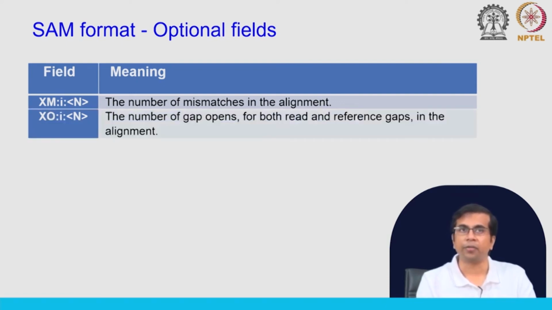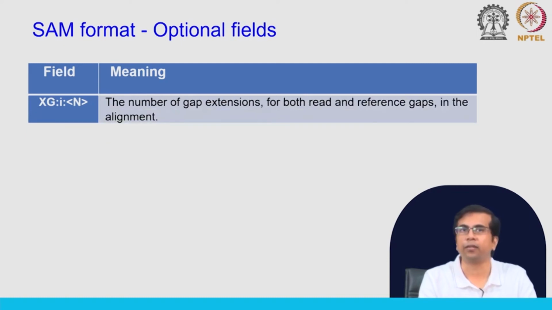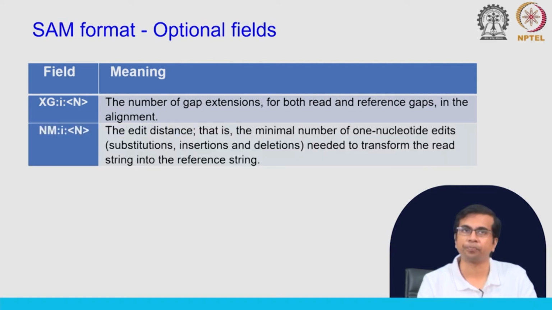Okay. Then you have something called XO and the number of gaps that you get for both read and reference gaps in the alignment. So, this is simply describing the number of indels that you have in the data, and this is also the number of gap extensions, XG. So, again this is looking at both indels, and taking XG and XO, you will get information about the indels in the data that you have. You can see CIGAR will give you an indication whether you have indels, and this will give you the numbers, how many indels you probably have in the data.